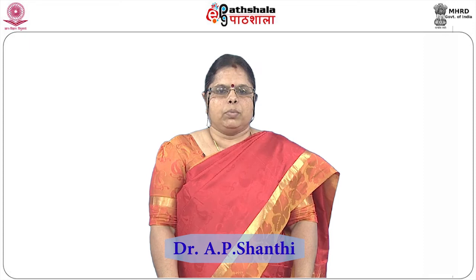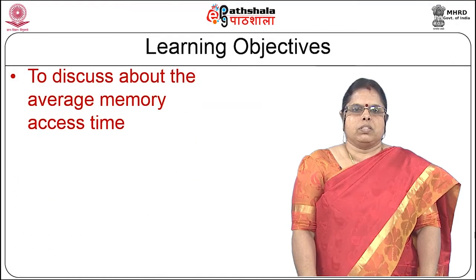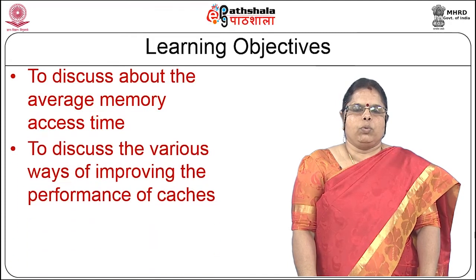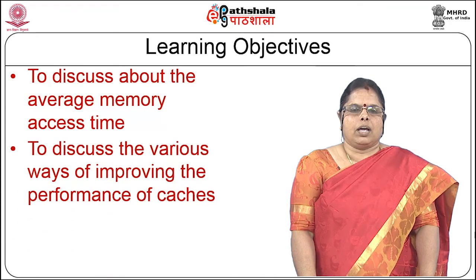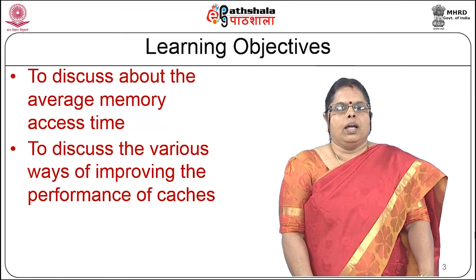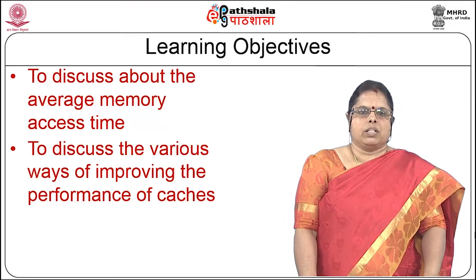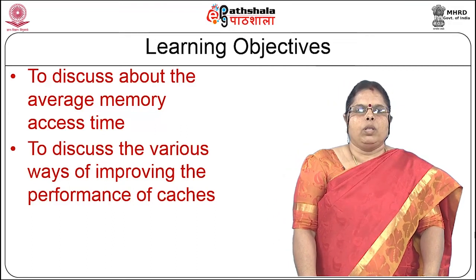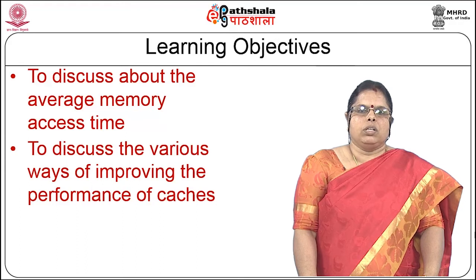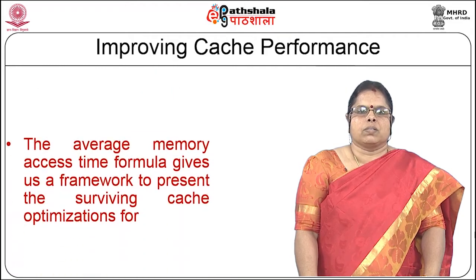We are discussing the computer architecture course and this module is about cache optimizations. In the previous module we looked at the need for a hierarchical memory system and also the basics of a cache memory system. Now we look at the various measures that can be adopted in order to improve the performance of caches. The objectives here are to learn about the average memory access time and to discuss the various ways of improving the performance of caches.